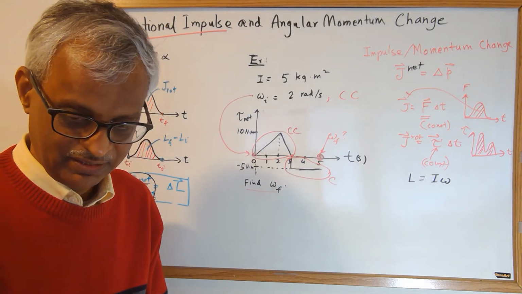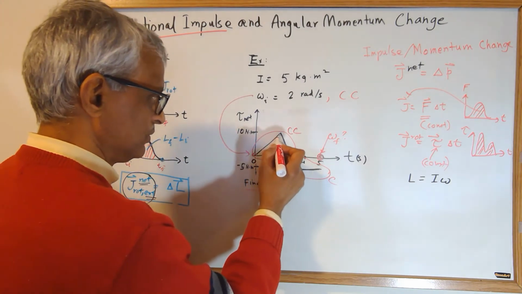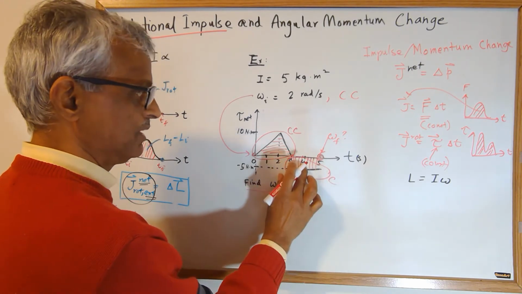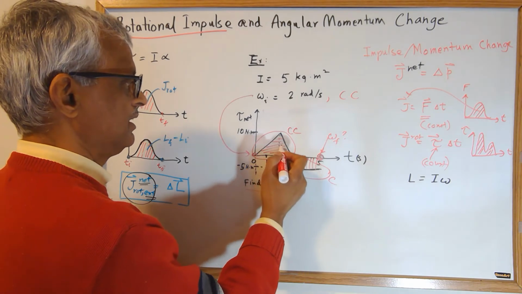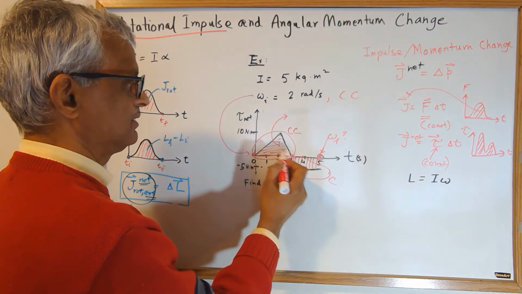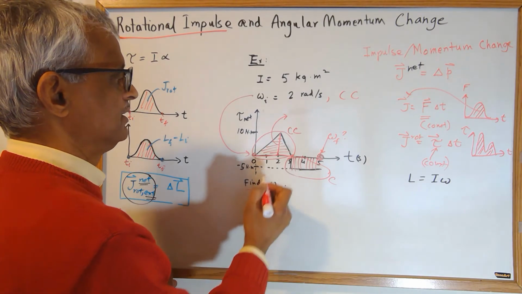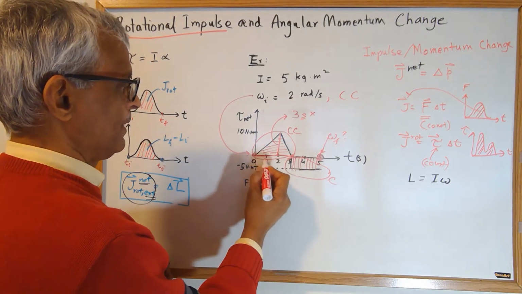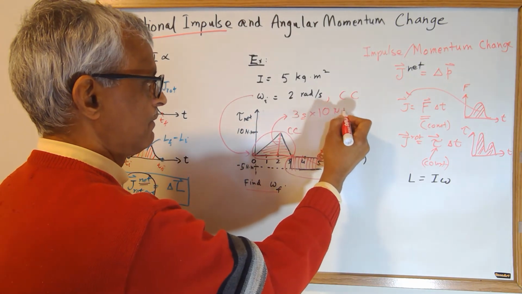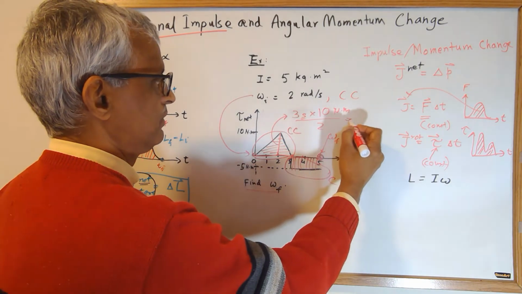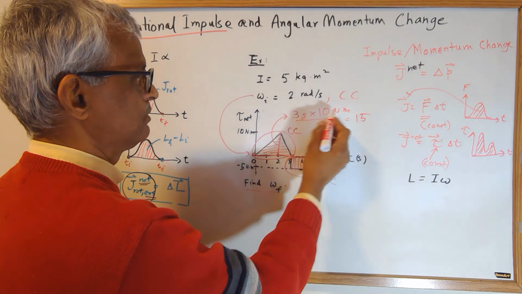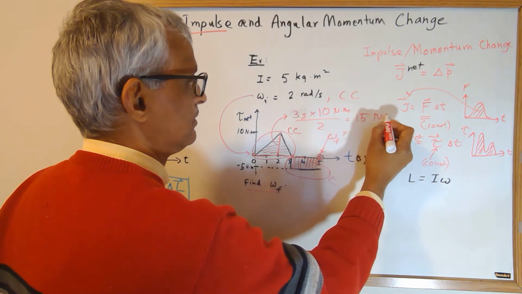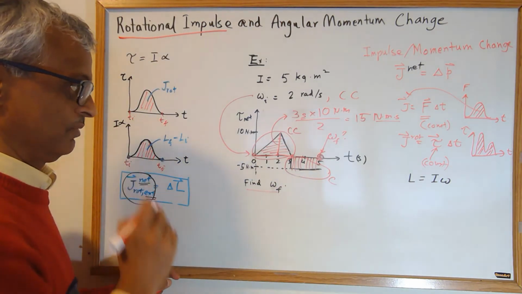So let me do this out. So this is the area, and then I need to add up this area. This will be negative, this will be positive. So this area turns out to be base and height divided by 2, right? So base is 3 seconds, and height is 10 Newton meter, and divide by 2, that's 15 Newton meter second. That's the unit of this.